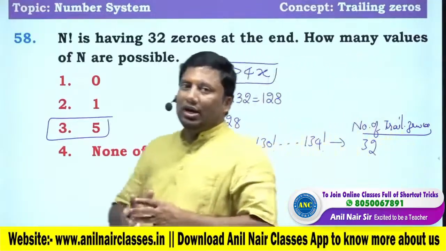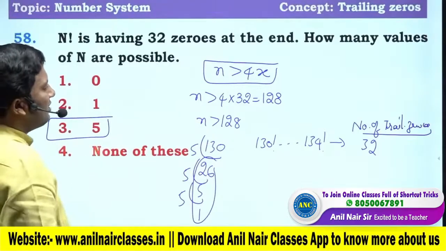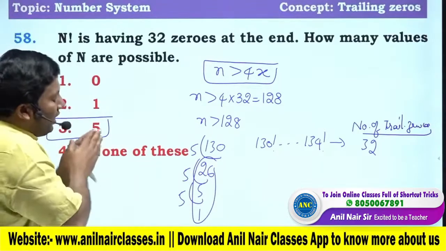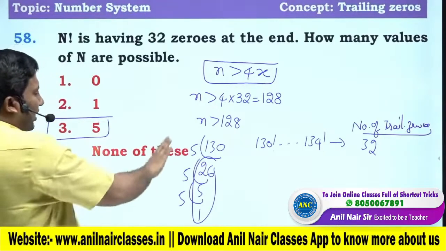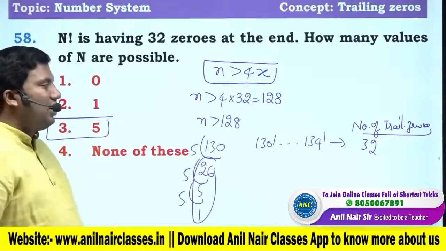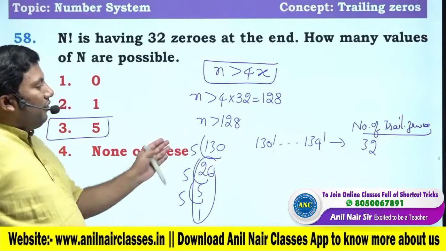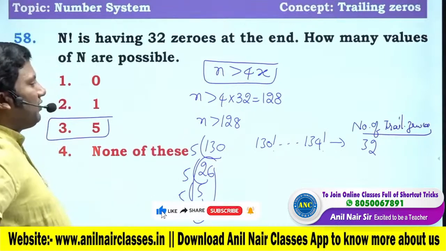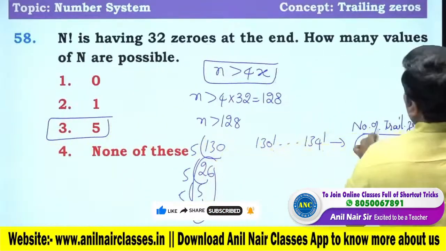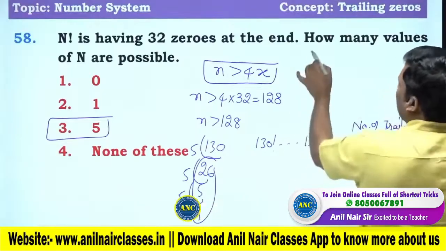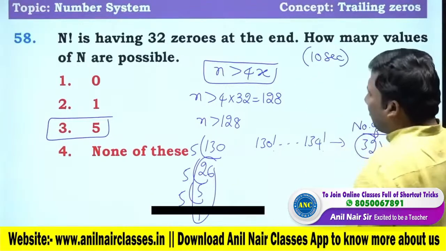N factorial ends with x zeros, n is greater than 4x. N is greater than 128. What is the multiple of 5 greater than 128? 130. So it is coming out to be 32 zeros. So from 130 to 134, total 5 numbers have got 32 trailing zeros. If you know this concept, it is a 10 seconds problem, sir. If you don't know this, then you will find it very difficult.